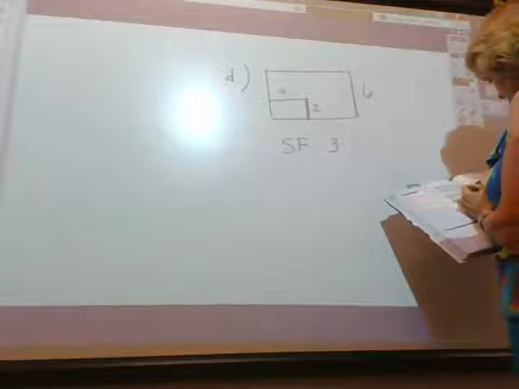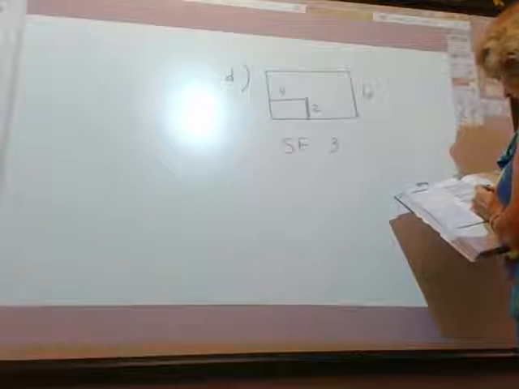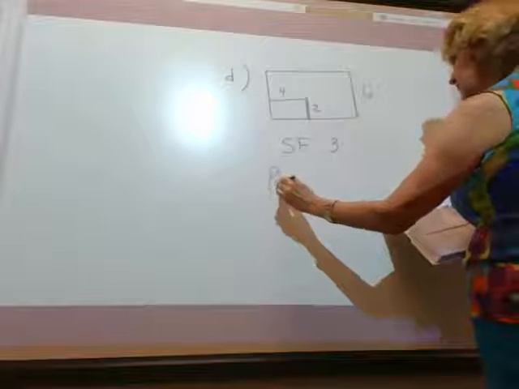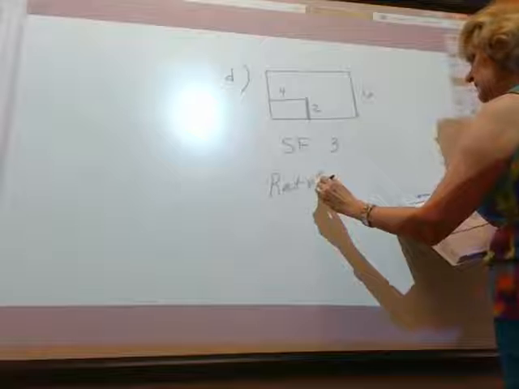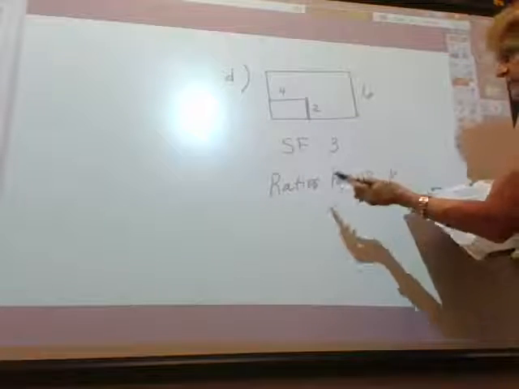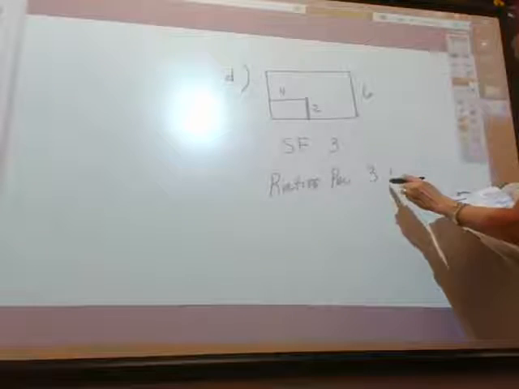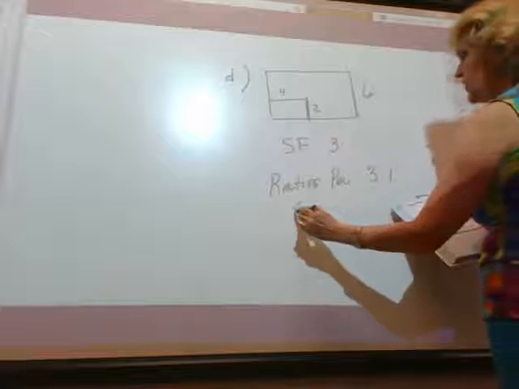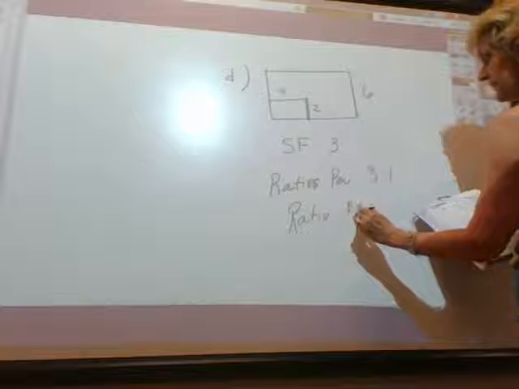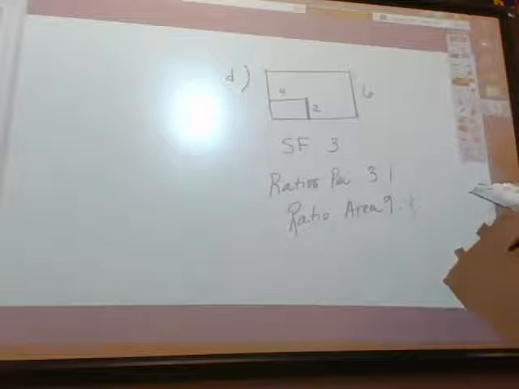Okay, so we found the scale factor. Next thing we have to do, find the ratios of the perimeters and the area of the larger to the smaller. Okay, so the ratio of the perimeters would be 3 to 1 or 1 to 3. They want you to go from larger to smaller. Okay, and then the ratios of the area, we're going to square that, so it'd be 9 to 1.